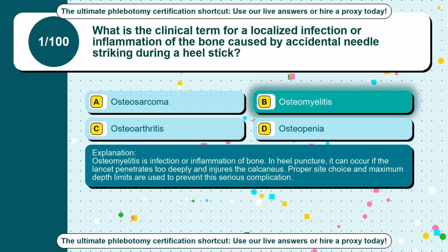Osteomyelitis is infection or inflammation of bone. In heel puncture, it can occur if the lancet penetrates too deeply and injures the calcaneus. Proper site choice and maximum depth limits are used to prevent this serious complication.